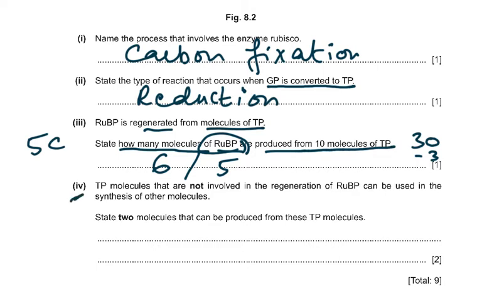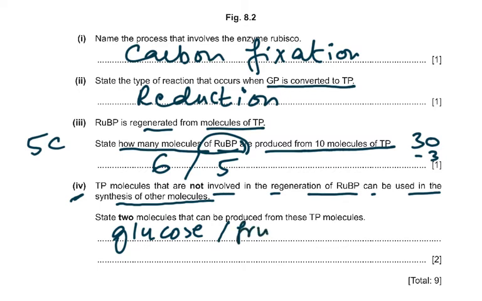Then it says part 4, TP molecules that are not involved in the regeneration of RuBP can be used in the synthesis of other molecules. State 2 molecules. Well, of course, you can say a whole lot of them. You can say hexose, glucose, sucrose, starch, amino acids, glycerol or fatty acids. But basically I would have said glucose or fructose is one possible answer. The other answer is you could have named a disaccharide, you could have said sucrose or maltose.